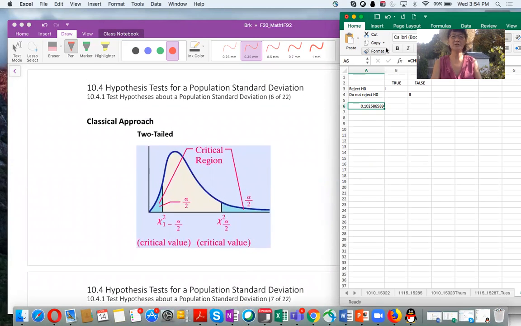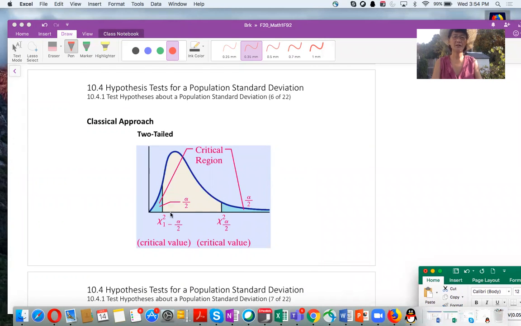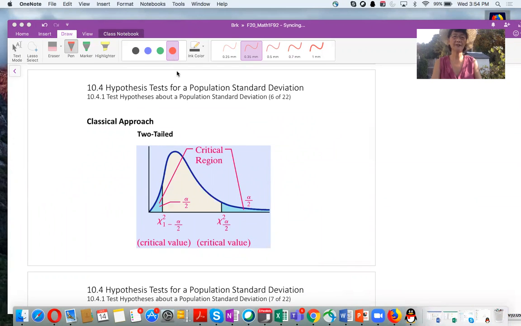This is a graphical representation where, oops, just try to move the window. You have a two-tailed test. When you have a two-tailed test, the area for each tail is half alpha. Half alpha represents the area. And this point represents the critical value. This is a critical value.